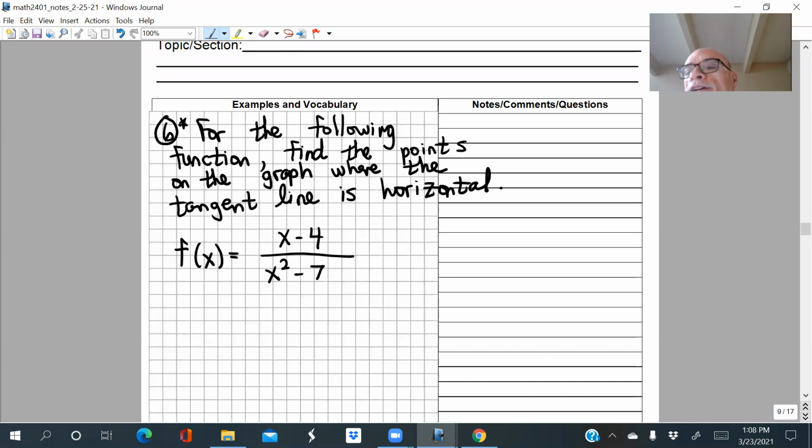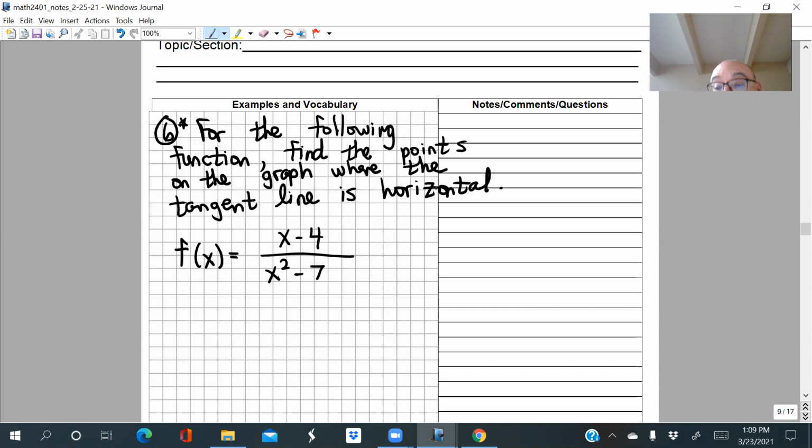So what happens on a graph where the tangent line is horizontal? Think back to before spring break. What sort of thing do you get on the graph where the tangent line is horizontal? The derivative is 0. That's correct, Donna. The derivative is going to be 0 where the tangent line is horizontal, because horizontal lines have slope 0. So you're right.